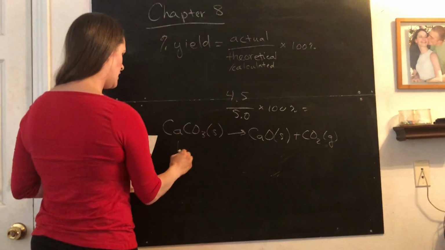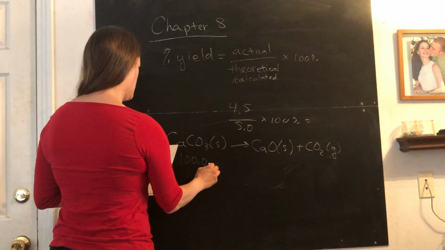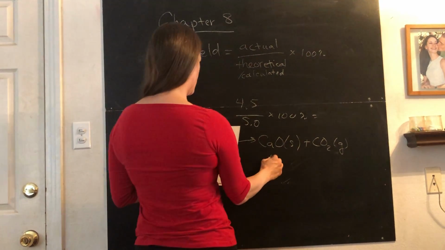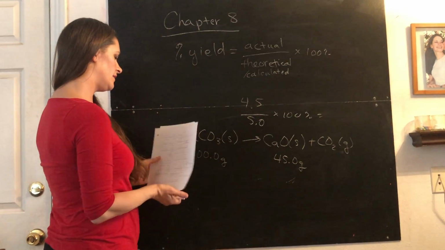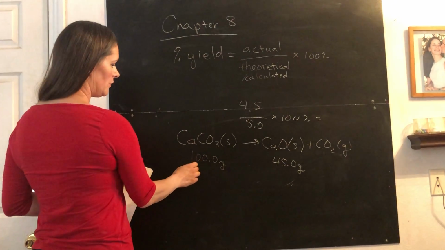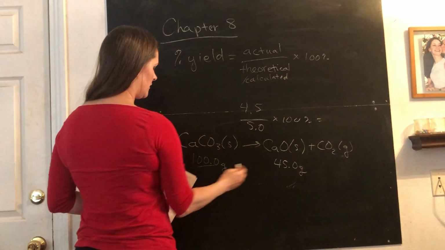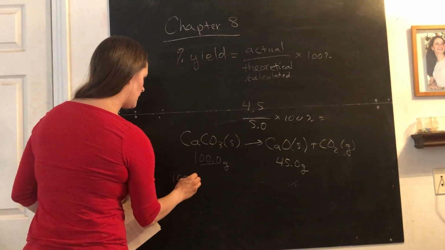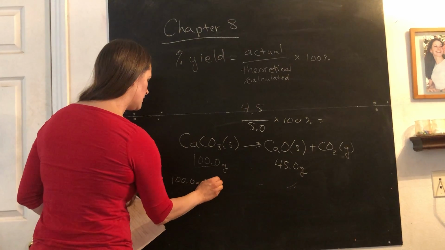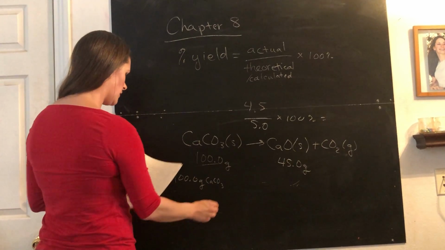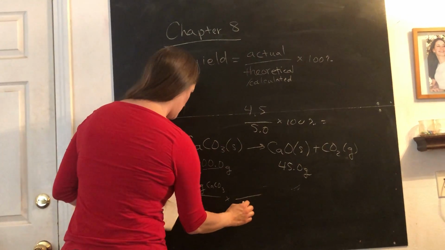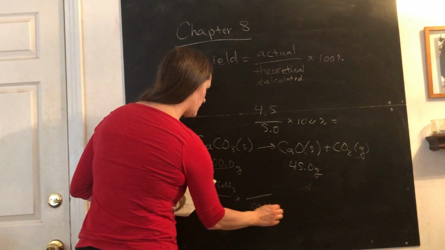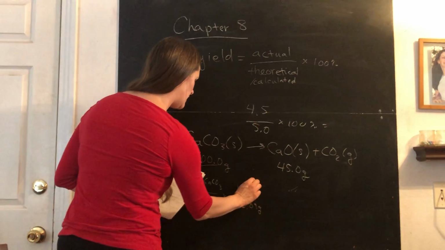The student starts with 100 grams and makes 45 grams. What is the percent yield? Well, first we need to figure out what our expected yield is. So if we start with 100 grams of calcium carbonate, we can convert that to moles using the periodic table and the molar mass. 100.09 grams are in 1 mole of calcium carbonate.